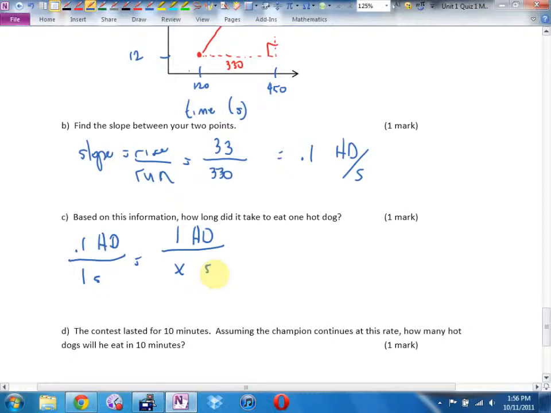Hey, what's x? Well, I can cross-multiply. If I cross-multiply, I'll get 0.1x equals, that times that, equals 1 times 1, or plain old 1. Sam, how do I get the x by itself? Yep, by what? Which one? No pun intended. Which one? Get it? Which one? Which what? Sorry. So x is going to be 1 divided by 0.1, 10 hot dogs in a minute. No, in 10 hot dogs, that's not right. 10 seconds for one hot dog.